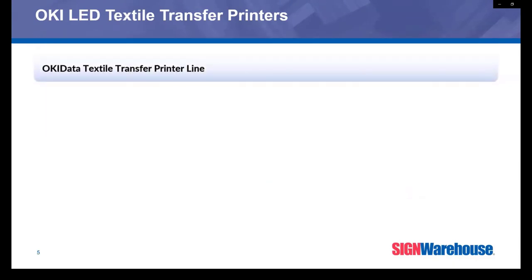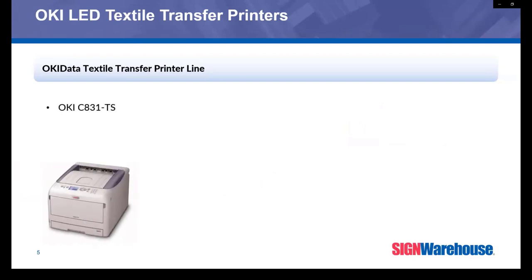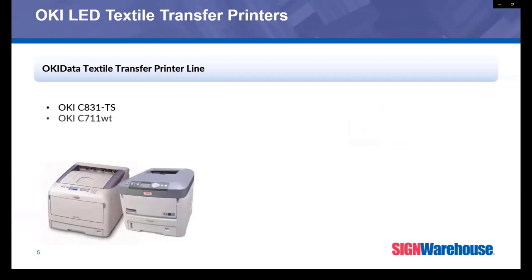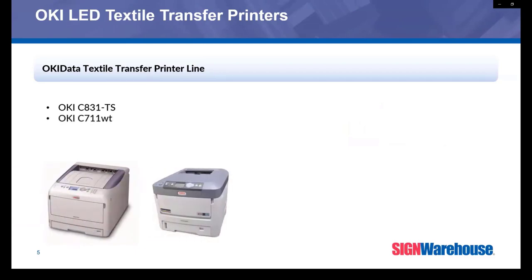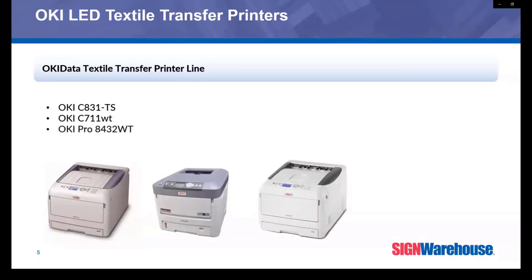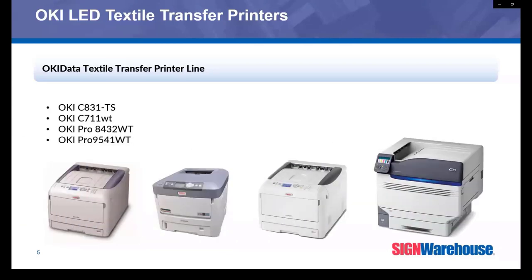So let's lay it out and talk about all these models so people can get a sense of the whole product line. There are 4 different textile transfer printers offered by Oki. Since there's such an interesting mix of sizes and toner sets, we decided to arrange them by toner, starting with the simplest. We have the Oki C831TS, a CMYK printer. Then we'll cover the Oki 711WT, the first CMYW laser printer. And the newest CMYW printer, the Oki Pro 8432WT. And finally, we'll introduce the newest Oki transfer printer, the Oki Pro 9541.